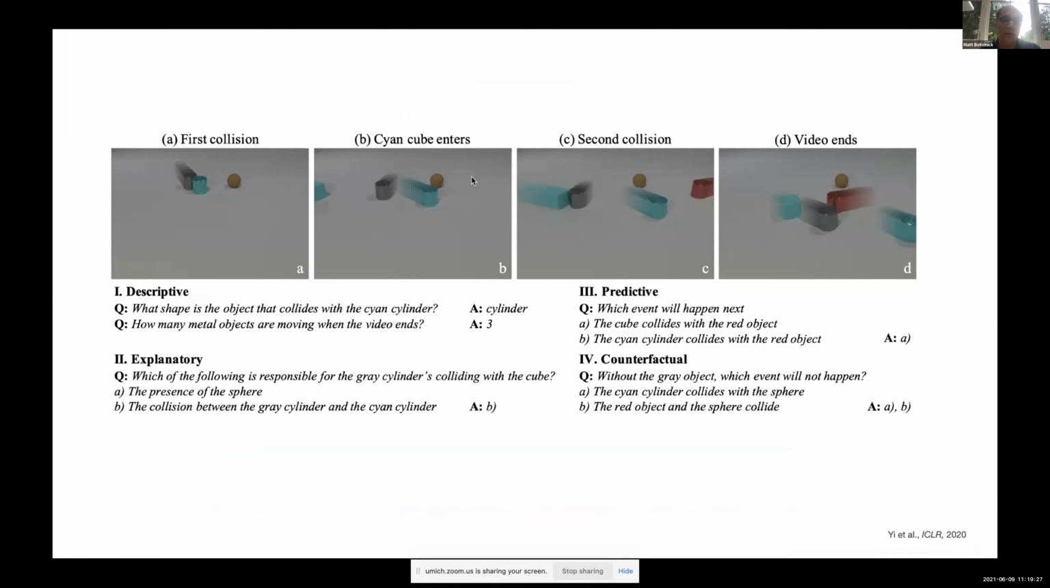So one example is visual question answering. There's a data set called CLEVRER that was introduced last year that has videos like the one represented here with objects sort of colliding with one another and passing one another in space, accompanied by a set of questions that AI systems are tasked with answering that range from really simple questions like what shape is the object that collides with the cyan cylinder to really complicated questions like without the gray object, which event will not happen?